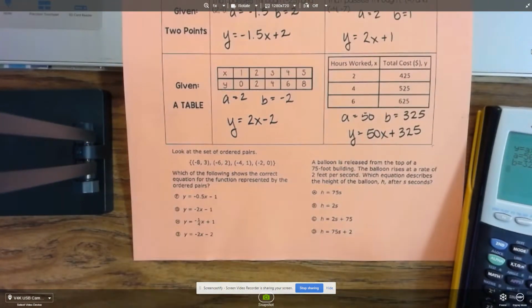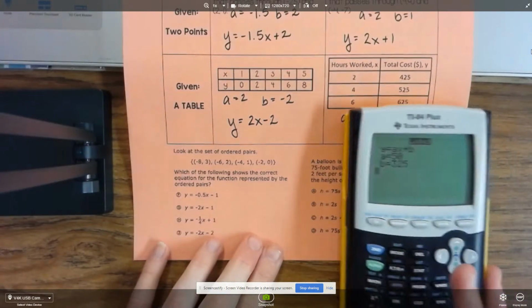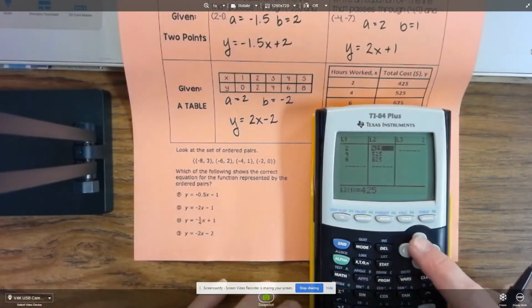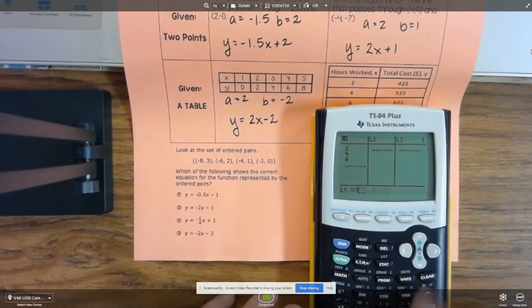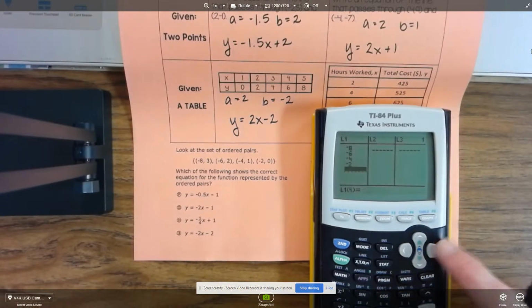All right, down here are multiple choice questions. It says, look at the set of ordered pairs. Which of the following shows the correct equation for the function represented by the ordered pairs? I can stick these ordered pairs into my list. X goes into list 1, y goes into list 2.